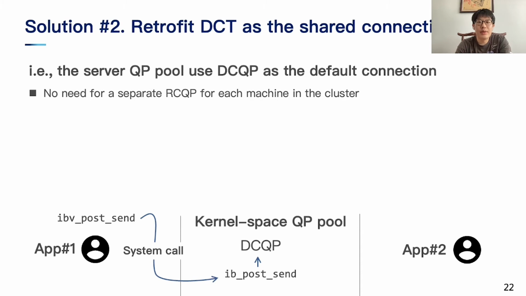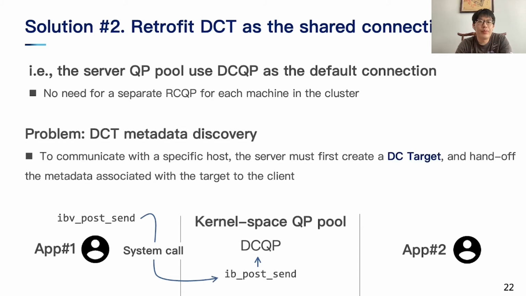Based on the adoption of DCQP, the high-level idea is to reduce the QPs in the pool with DCQP. So we replace all the RCQPs with one DCQP. Consequently, the kernel can avoid storing all the QP connections to all the other nodes. One problem of using DCQP is that for each machine to communicate with a specific host, the host must create a DC target and hand off the target's metadata to the client, such that the client can pass this metadata to each RDMA request to indicate the remote host. So the question is how can a client efficiently discover the DC metadata of a remote target?